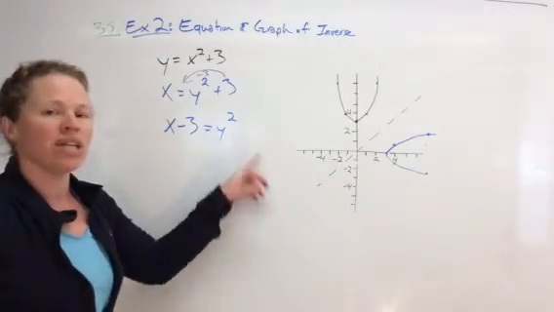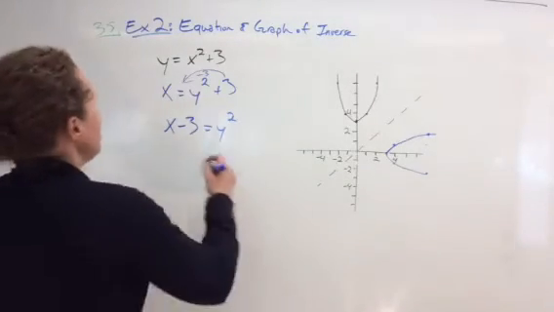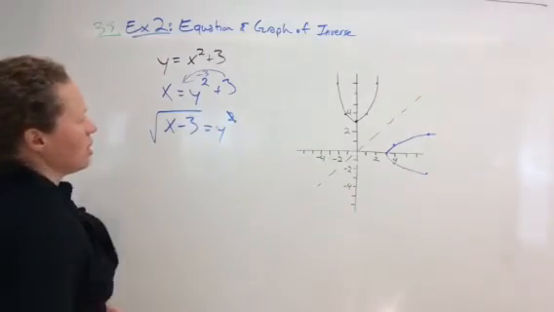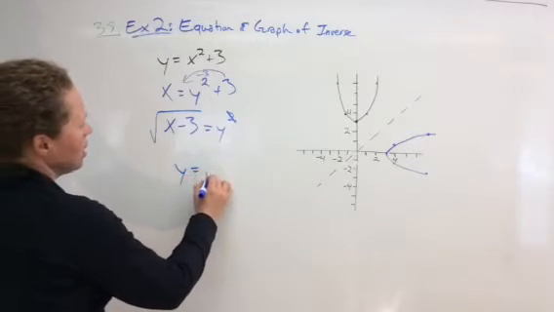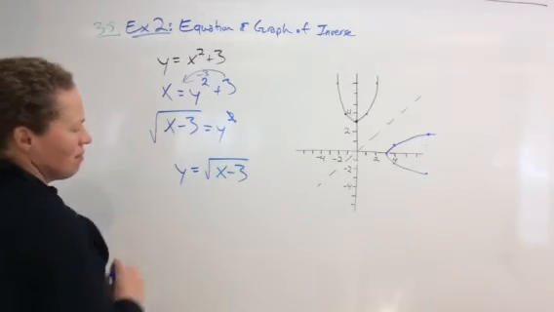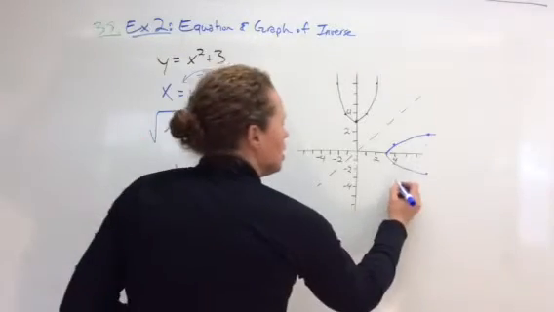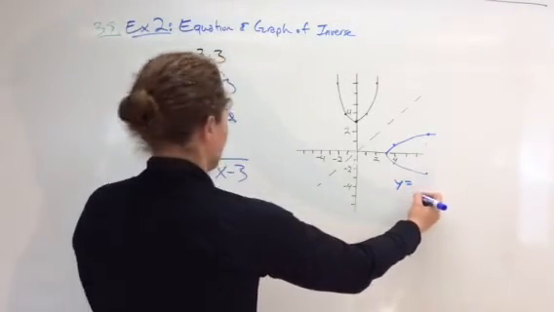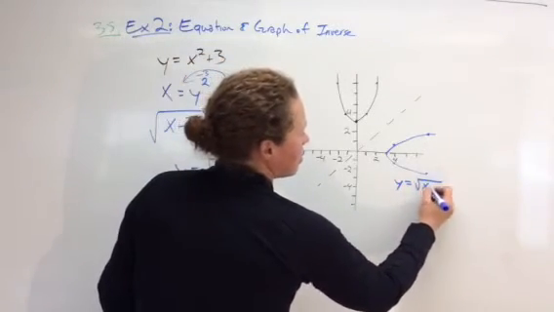How do you get rid of a squared? You take the square root. So I'm going to take the square root of this one. That's going to knock that out. What it ends up looking like is this. So that means this graph is y equals the square root of x minus 3.